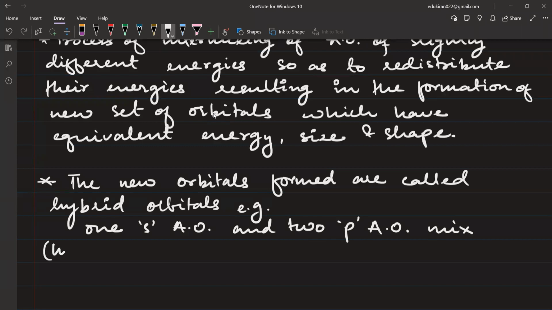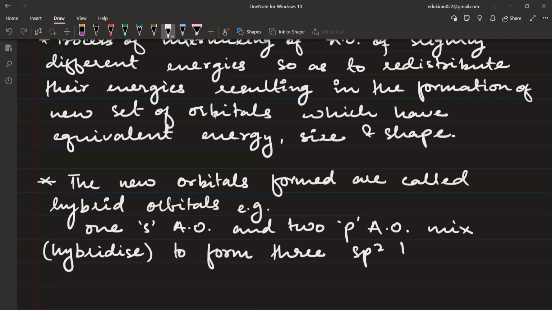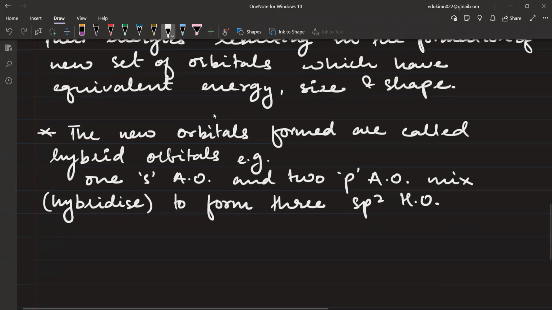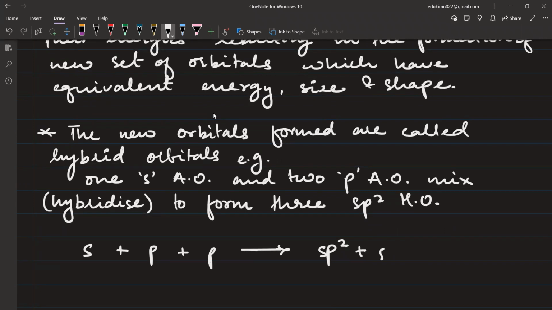Mixing, what does it mean here? They hybridize to form 3 sp2 hybrid orbitals. That means you'll have one s plus one p plus another p. All of these three will be of the same atom. They will mix together and they will form what? The new hybrid orbitals they will be forming are sp2, another sp2, and another sp2.